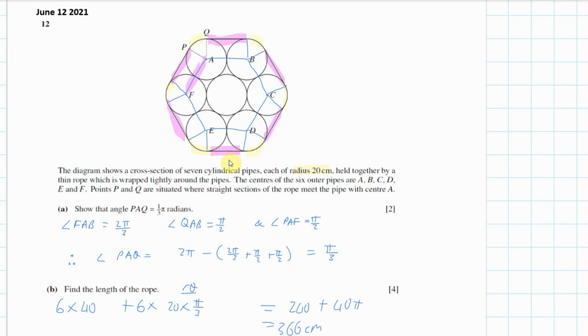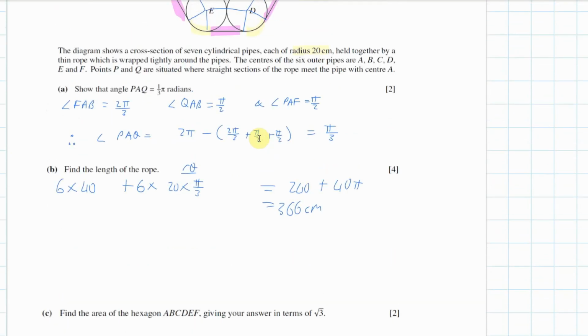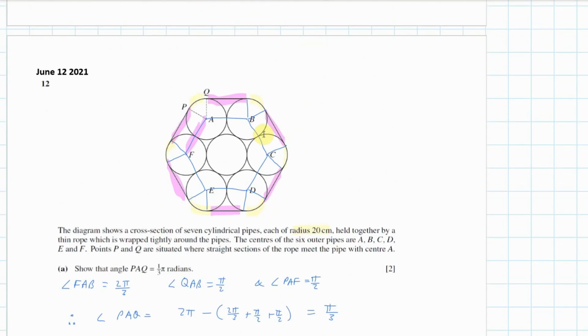Now, we've got to find the area of the hexagon A, B, C, D, E, F. Now, the area of the hexagon is like that, made up of 6 of those triangles. So what I'm trying to do now is find out what this triangle is, and I'm going to multiply it by 6. So 6 times half AB.